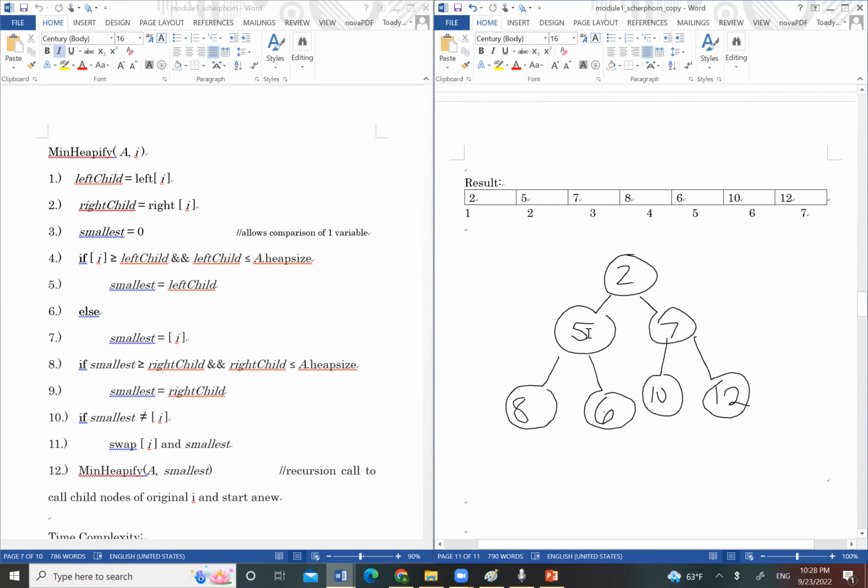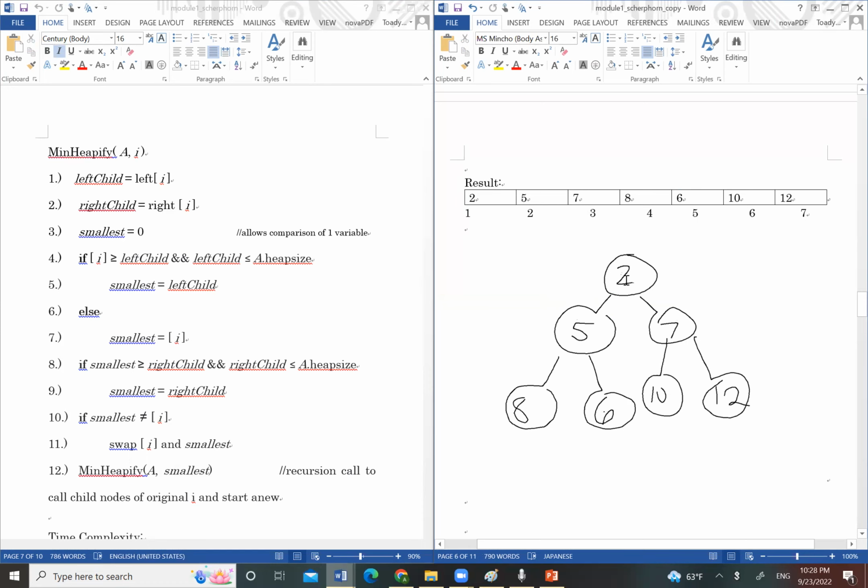And this will work every time. It doesn't matter what you decide index I is, because you could do index I is index 3, which is 7. So you could start at 7 and do the same comparison. Is 7 greater than 10? No, it's not. It's smaller, so it's fine. Is 7 greater than 12? It's not. It's smaller, so it's fine. So the smallest stays 7, and it will not have to move because this is the smallest.